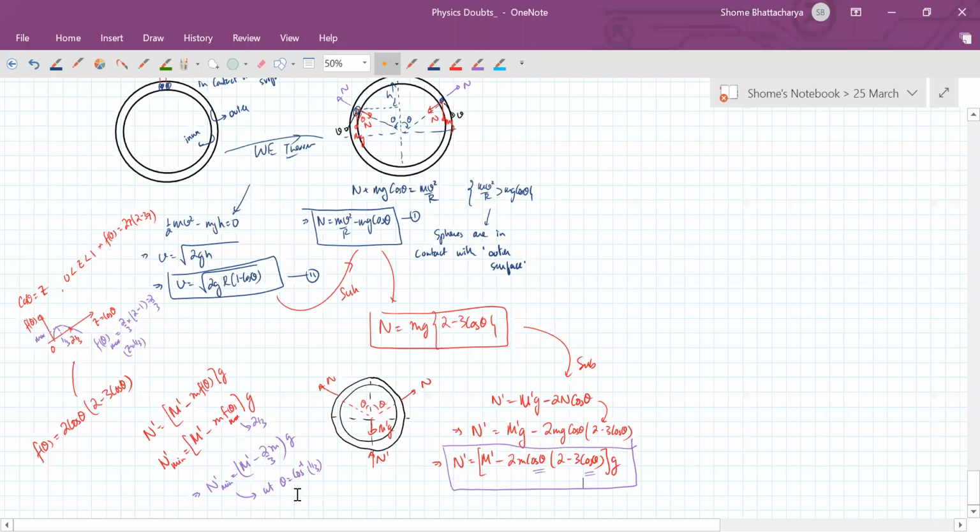And then the condition that N prime should never become 0 is that m prime should be greater than 2 by 3 m. In that case, normal reaction N prime with the ground cannot become 0, and otherwise vice versa, it can become 0. Okay, people, so hope this question is clear.